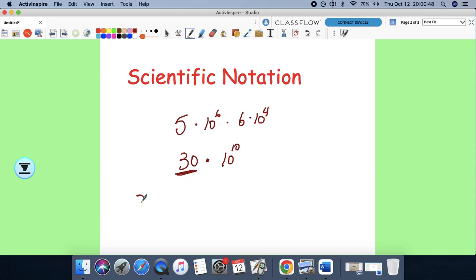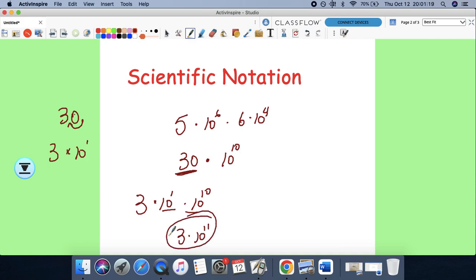Well, 30 is 3 times 10 to the first power, right? Because if you think about 30, the decimal is here, we move it over 1, so the first factor is 3 times 10 to the first power. So 30 written in scientific notation is 3 times 10 to the first power, and then don't forget the other 10 here. If you multiply the 10 to the first power and 10 to the 10th, we get 3 times 10 to the 11, and that's our final answer, which is not there.